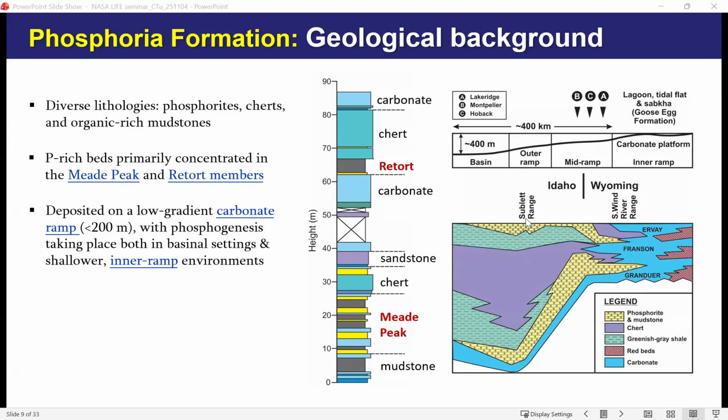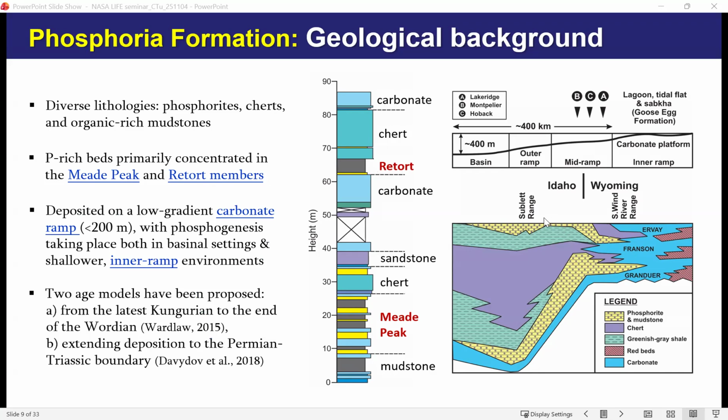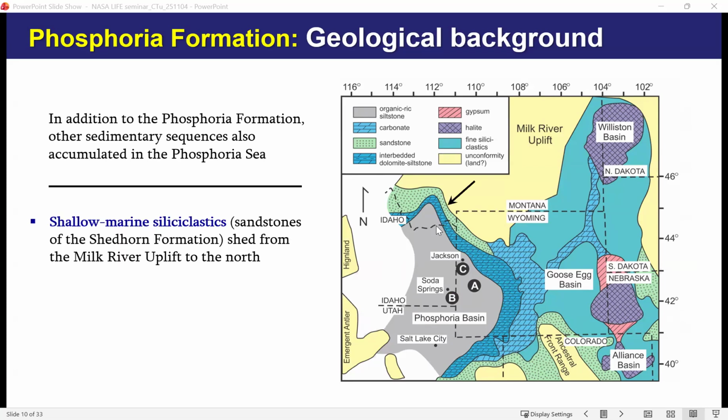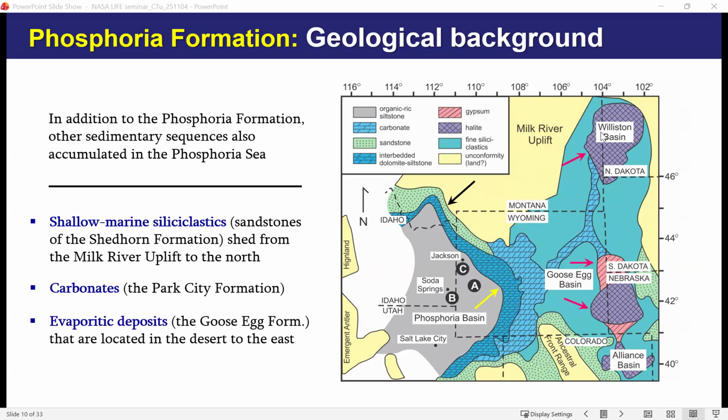And there are two age models proposed. One constrains sedimentation from the latest Precambrian to the end of the Wordian, and the other extends deposition to the Permian-Triassic boundary. In addition to the Phosphoria Formation, other sedimentary sequences also accumulated in the Phosphoria Sea. You can see there are shallow marine siliciclastics, sandstones shed from the Milk River uplift to the north, and carbonates, basically the Park City Formation, and also evaporite deposits, the Goose Egg Formation, the halite and gypsum, that are located in the desert to the east.